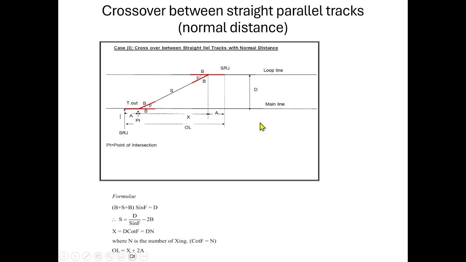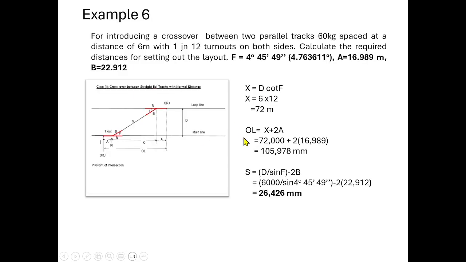We'll be able to do this for a crossover between straight parallel tracks with the normal distance. So if you go to the example, for introducing a crossover between two parallel tracks, 60 kg, spaced at a distance of 6 meters with a 1 in 12 turnout on both sides, calculate the required distances for setting out the layout. The crossing angle is 4 degrees 45 minutes 49 seconds for 1 in 12. Both lines have the same turnout of 1 in 12.